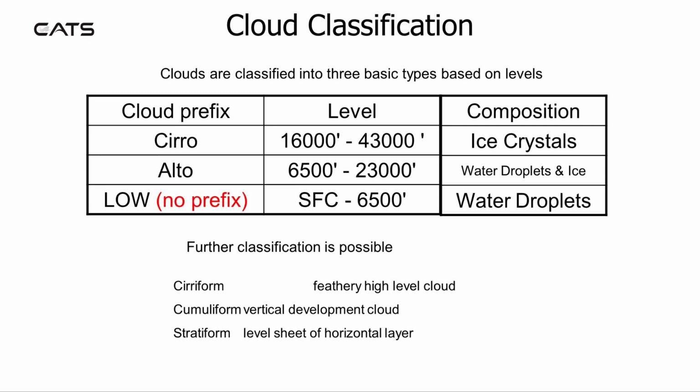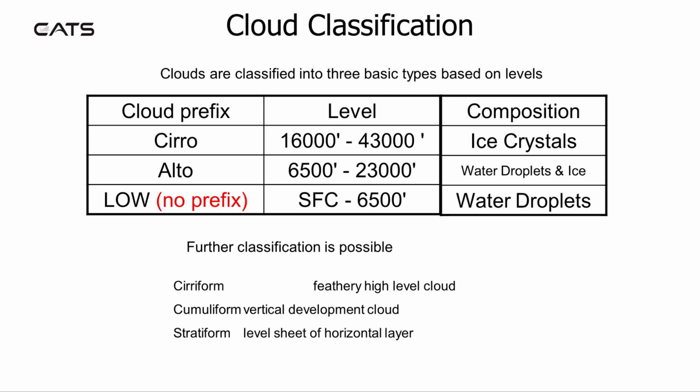Cloud classification. Clouds are classified into three basic types based on levels: low, medium and high. Low has no prefix, for example, just cumulus. Alto is medium level, altocumulus, and cirro is high level, cirrocumulus. The levels are surface to 6,500 feet, 6,500 to 23,000 feet, and a bit of a crossover, 16,000 feet to 43,000 feet for high level.